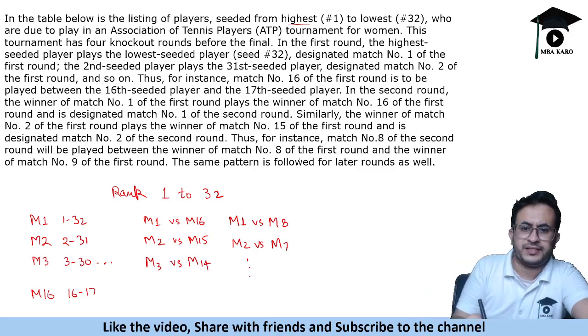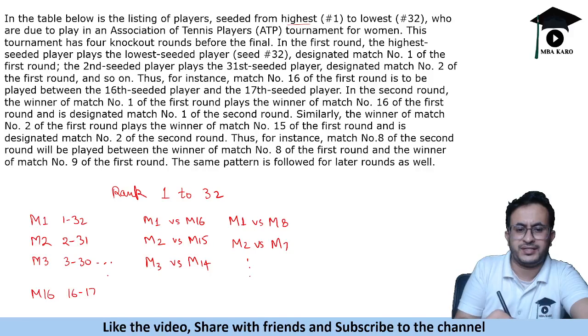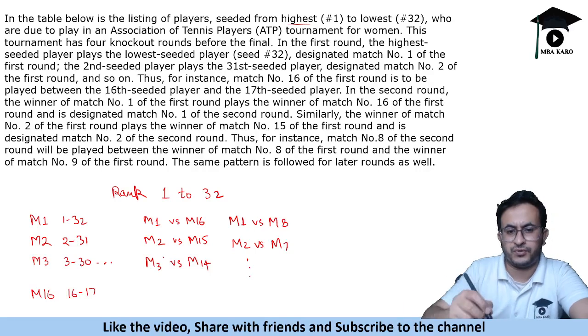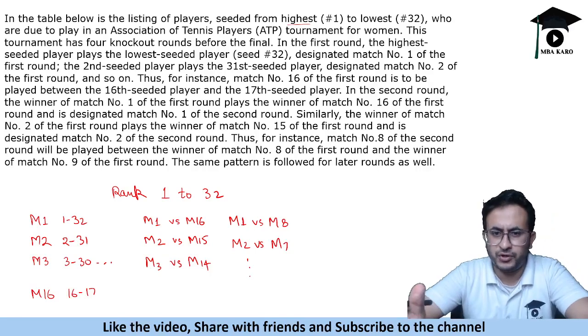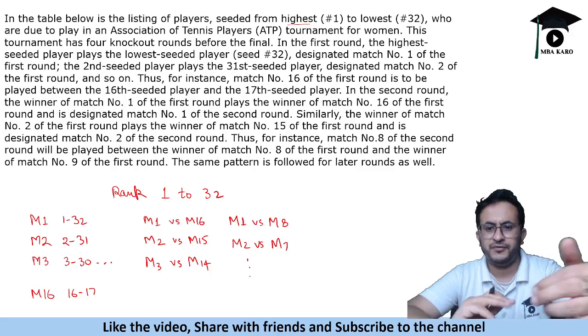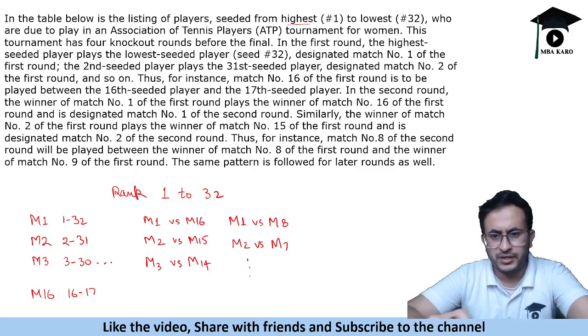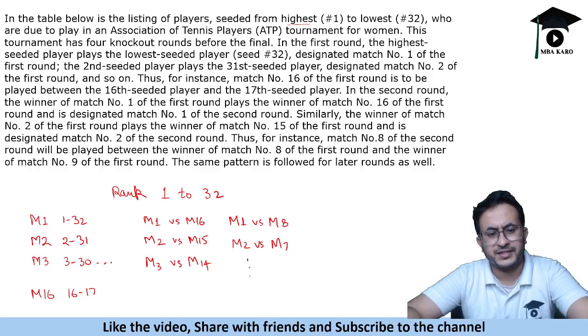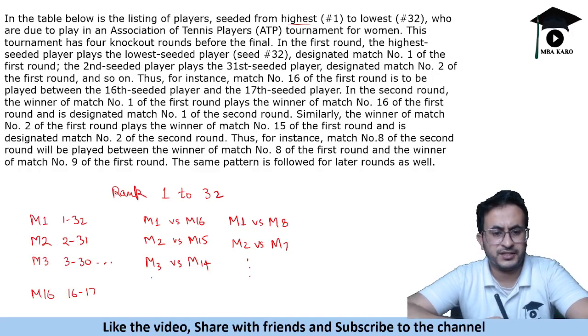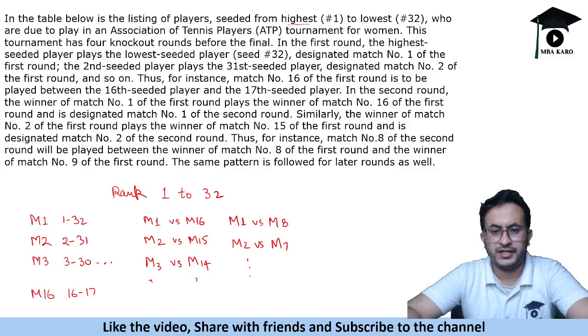It is given that match number 8 of the second round will be played between the winner of match number 8 of the first round and the winner of match number 9, so 8 versus 9 in the second round, and so on. The same pattern is followed for later rounds as well. So the first match winner goes to the next round and plays with the winner of the last match. Second match, second last match. Third match, third last match, and so on.